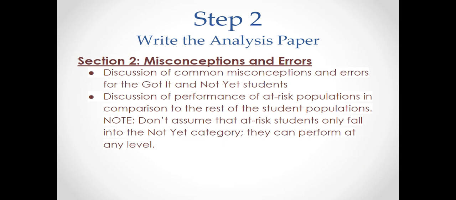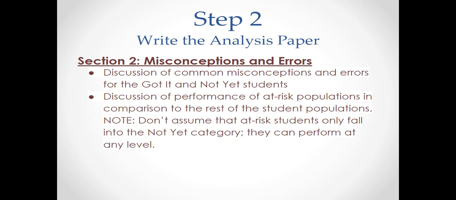The second section of your paper should be headed misconceptions and errors. In that section, you're going to take a look at the students that did not demonstrate full mastery, your got it and your not yet groups. Usually what you're going to find is that students make similar mistakes or there are some common mistakes across the different groups. So you want to take a look at the students in each of those areas and talk about the common misconceptions and errors that they had.